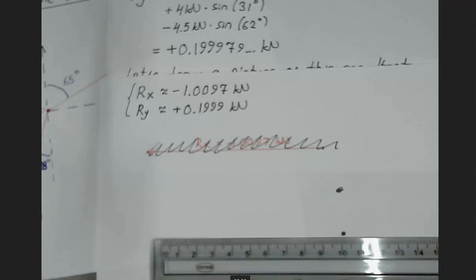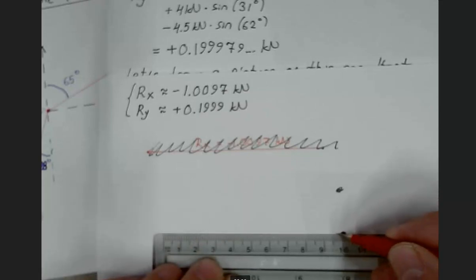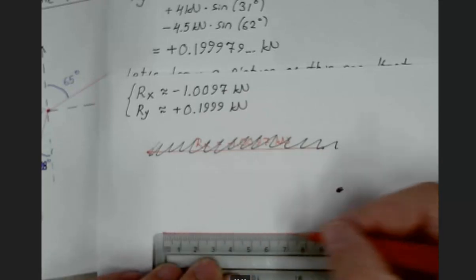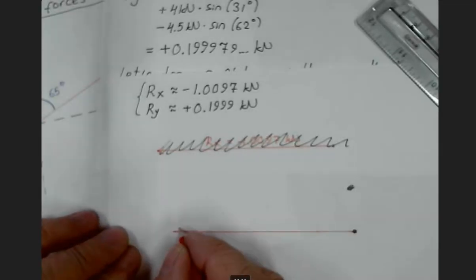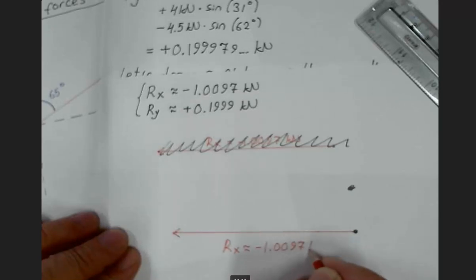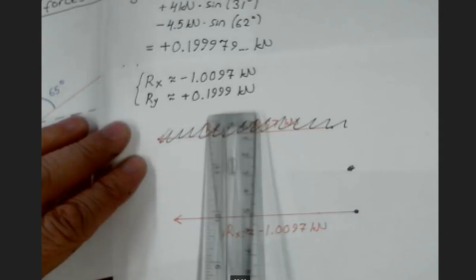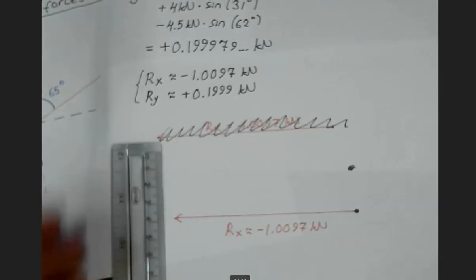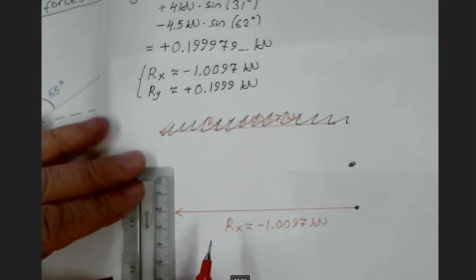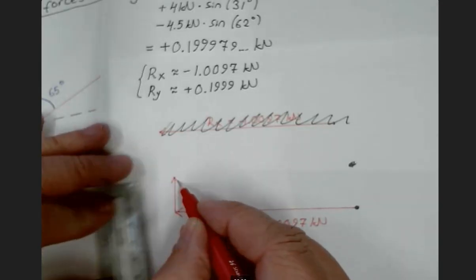Now I think I can draw that well. So this is the Rx. This is approximately -1.00 kilonewtons, and it goes to the left, and then the other force is approximately 0.2 kilonewtons, so in my scale it will be approximately 2 centimeters, so it will go like that.